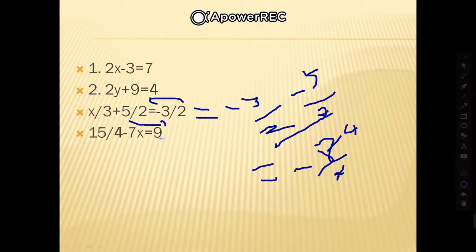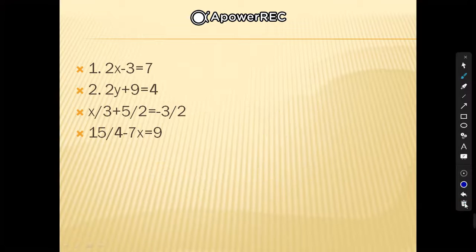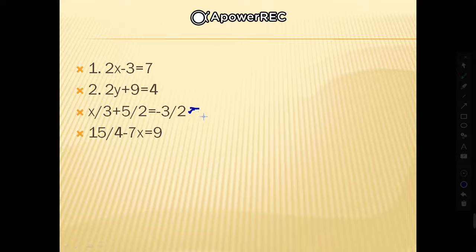Here x by 3 is equal to 4. Now what will you do? Simply multiply the 3 with the 4. So x is equal to, sorry, minus 4, because the minus is there. Minus 4 times 3, what will be the answer? It is minus 12. You can write it in your notebook or on a simple page.